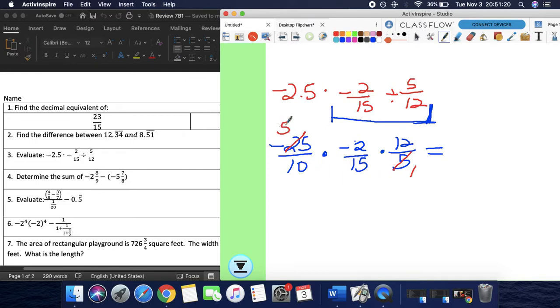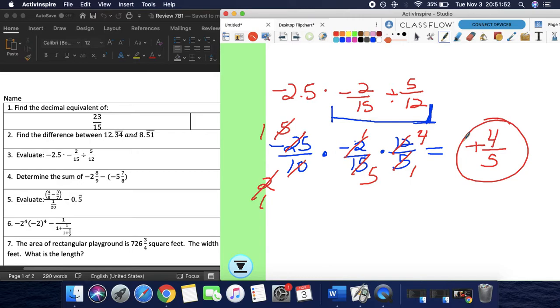I can simplify this 5 and 10. 5 into 5 is 1. 10 into 5 is 2. This 2 and this 2 goes away. 12 and 15 I can divide by 3. So 12 divided by 3 is 4. And 15 divided by 3 is 5. So notice that deal. I have left a 1. There's a 1 here. So on the top it's going to be a 4. Because 1 times 1 times 4 is 4. And at the bottom, 1 times 5 times 1 is 5. And then we have a negative times a positive, and that's going to be positive. Okay.